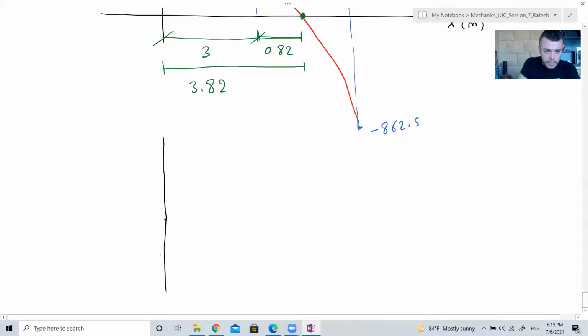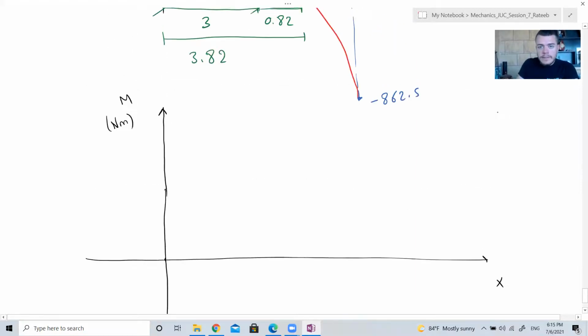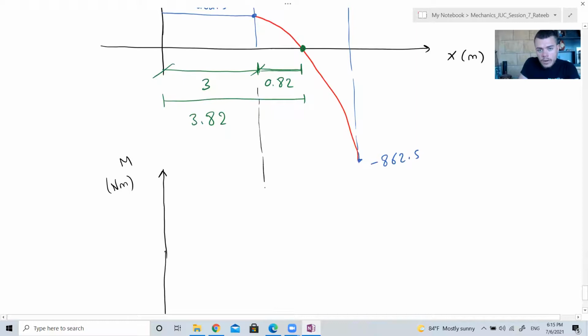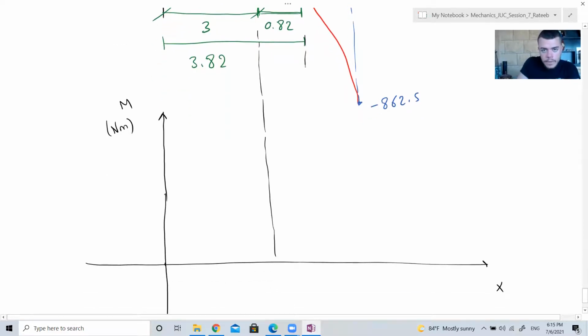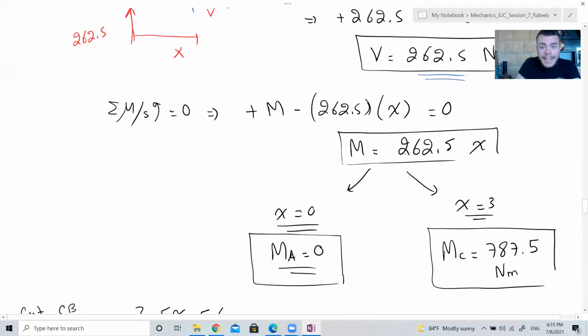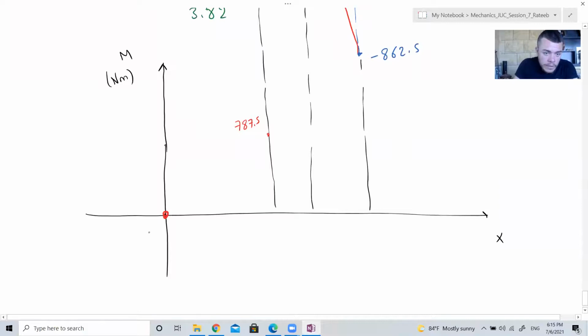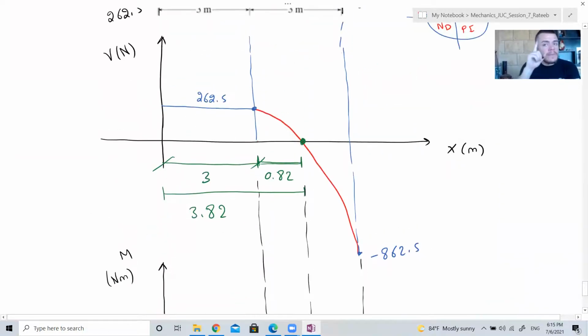We have the moment diagram. After we finish the equations, here you have Newton-meters, and this is x. The moment diagram, how will it look? Let's look at the cut for AC. We find that the moment at A is 0, the moment at B is 787.5, and the moment at C is 787.5. How do I join this point with this point? Look at the shear.